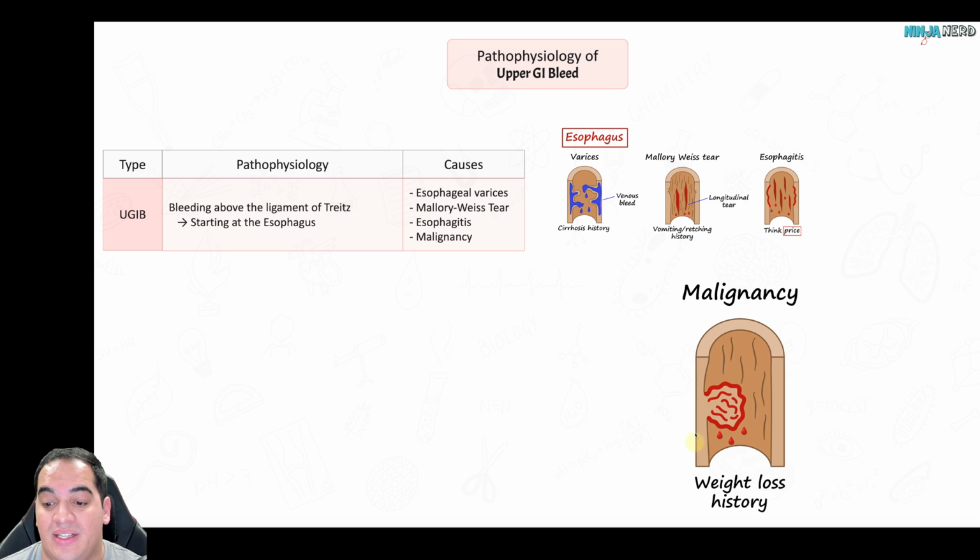The next one's malignancy. Really think about a patient who comes in with hematemesis or melena with a history of a lot of inadvertent weight loss, and maybe even a little bit of iron deficiency anemia at baseline. You really want to think about malignancy as the potential cause, especially esophageal adenocarcinoma.